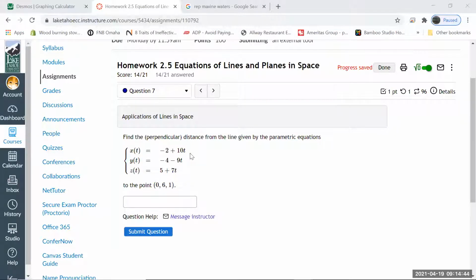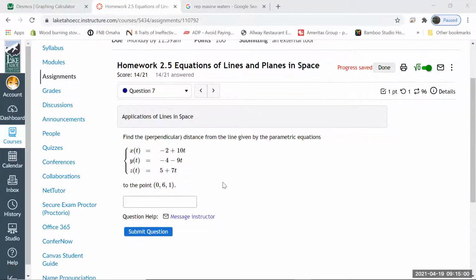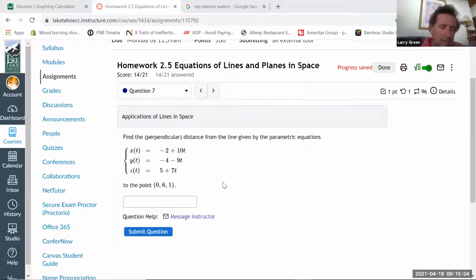All right, so this was the question that I had on one of the problems. Let me read it. Find the perpendicular distance from the line given by the parametric equations to this point. Okay, so we have the line and the point, right? And remember we had a formula. Did you remember how the formula worked? No, I don't remember how the formula worked. That was the whole thing, without the formula, you have very little chance.